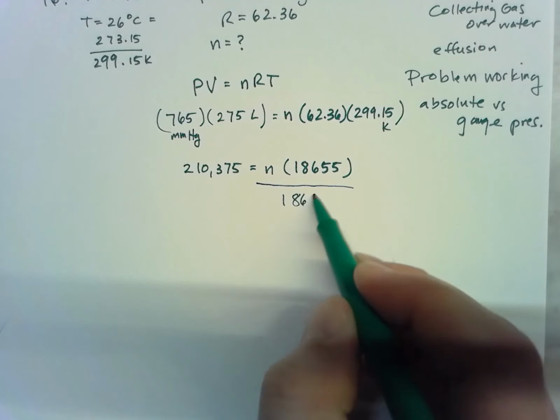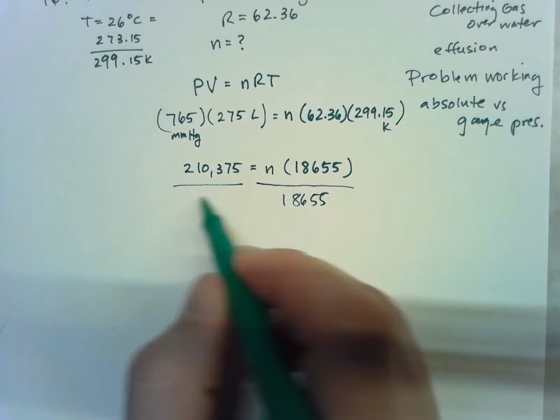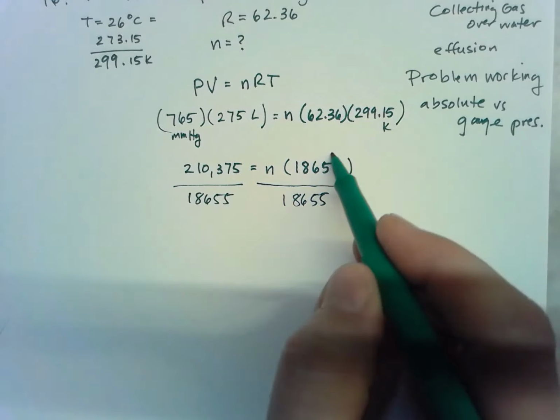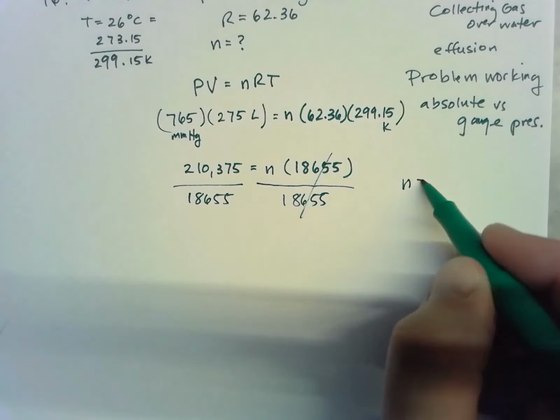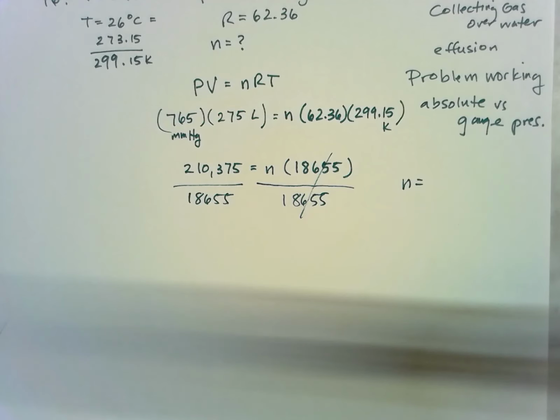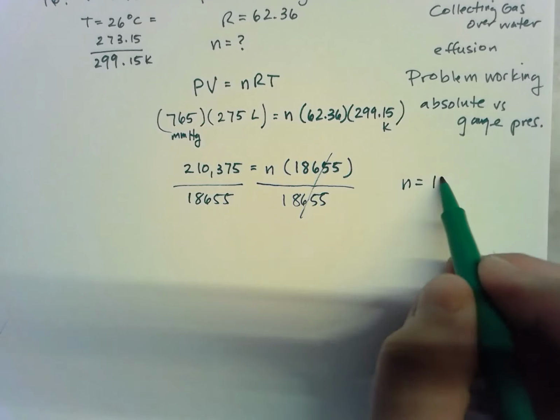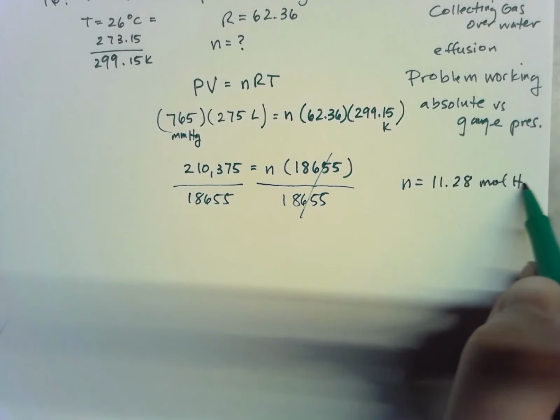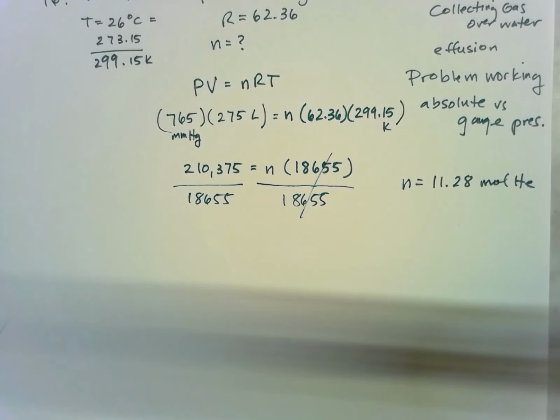All right, so divide both sides. These cancel out, so n is equal to 11.28 moles of helium. All right, straightforward, right? All right, let's see what the next one is.